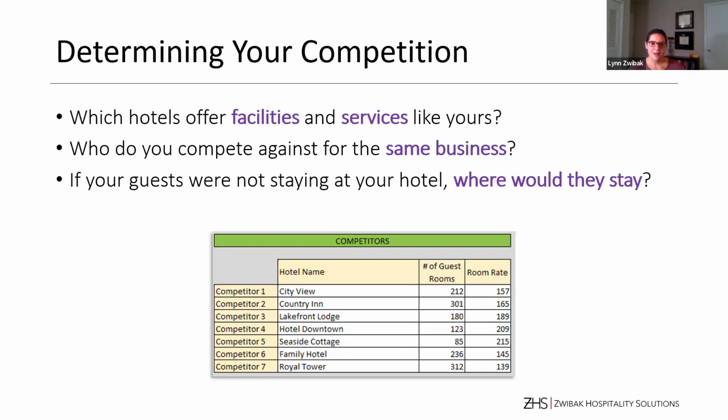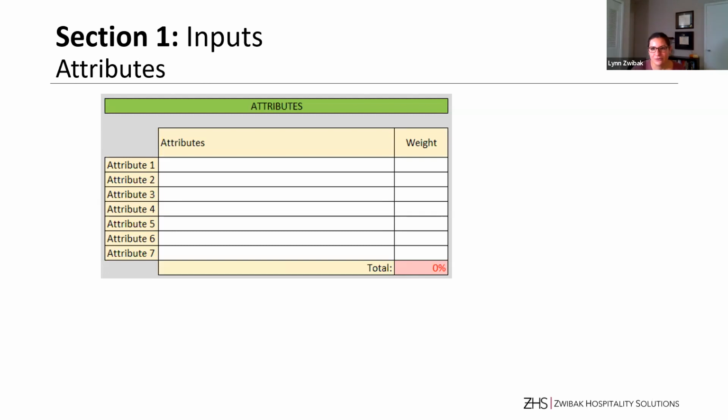Okay, so competitors, pretty straightforward. You can probably come up with these off the top of your head. The third part gets a little more tricky. So this is attributes. And these are the actual features, qualities, benefits, facilities, whatever you want to call it, that the customer is looking for in your hotel. So for families traveling, children's play area could be an attribute. For a couples market segment, it could be a fine dining restaurant.